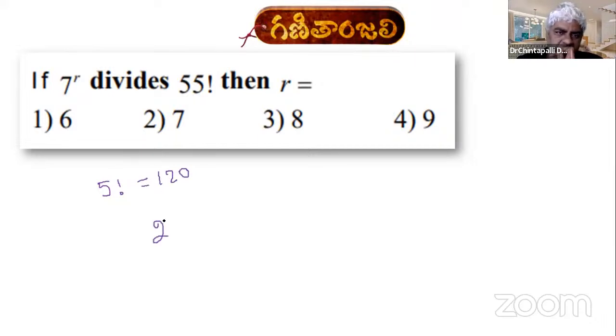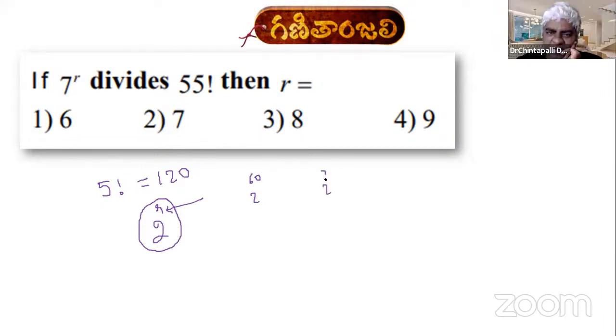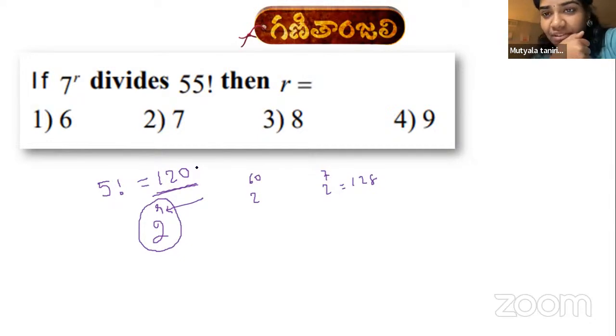Now, 2 to the power of r: which power of 2 divides 120, for which value of r? 120 divides 2 to the power of something. What is that something? 2 to the 7 is 128. For what value of r does 2 to the r divide 120? How will we know? Do we have to factor 120?